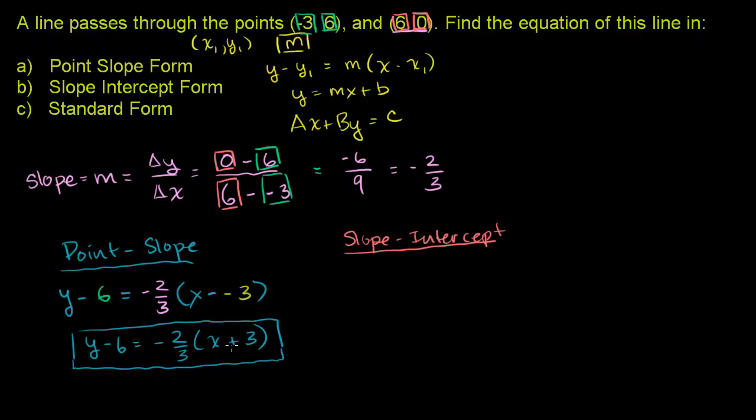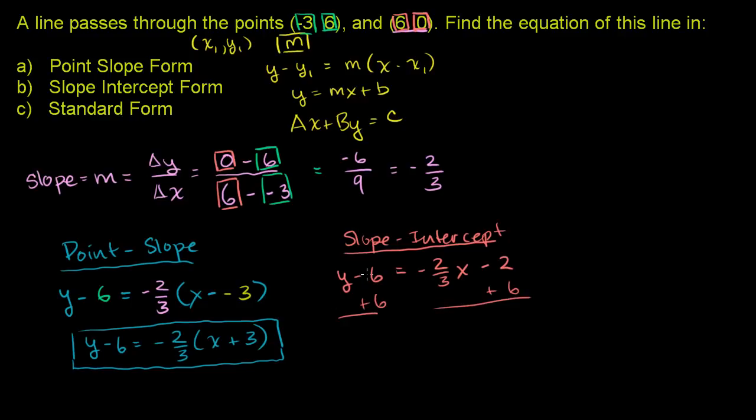So what can we do here to simplify this? Well, we can multiply out the negative 2/3. So you get y minus 6 is equal to, I'm just distributing the negative 2/3. So negative 2/3 times x is negative 2/3 x. And then negative 2/3 times 3 is negative 2. And now to get it in slope intercept form, we just have to add the 6 to both sides. So we get rid of it on the left-hand side. So let's add 6 to both sides of this equation.